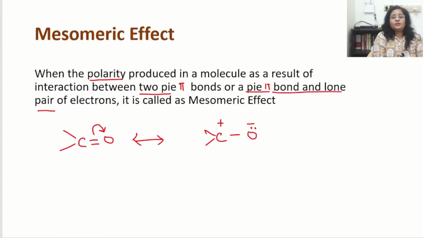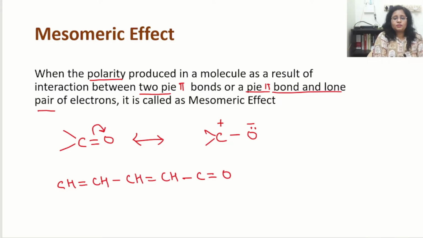This mesomeric effect is most important when there is a conjugated system. That means when there is a compound which has alternate double and single bonds. Let's have an example. CH2... this is our compound, suppose.